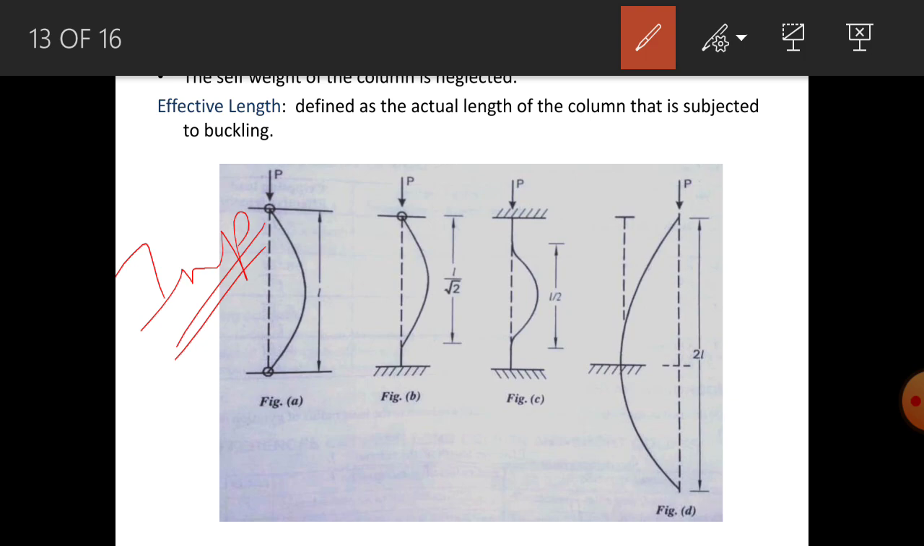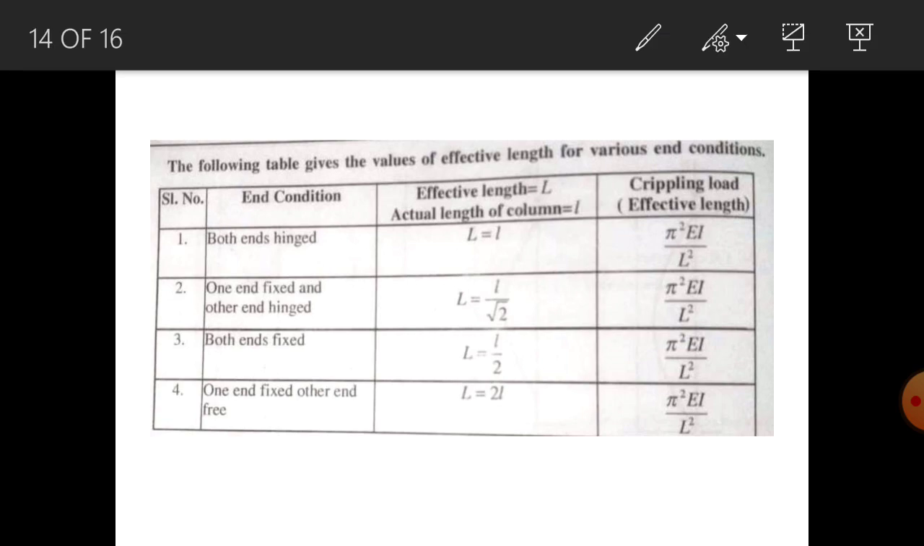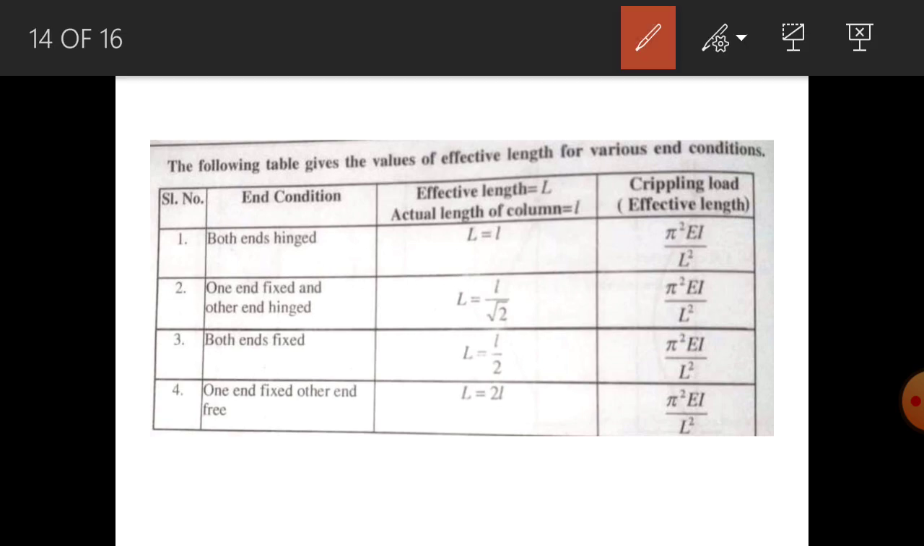Okay, next, this is Euler's formula. First we will write Euler's formula, that is pi square EI by L square. Pi square EI by L square.